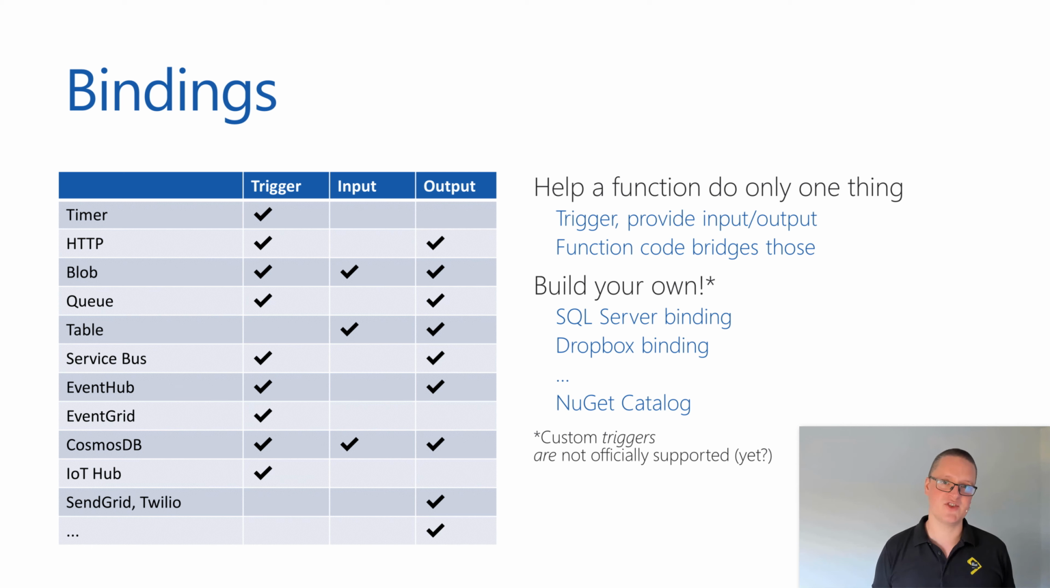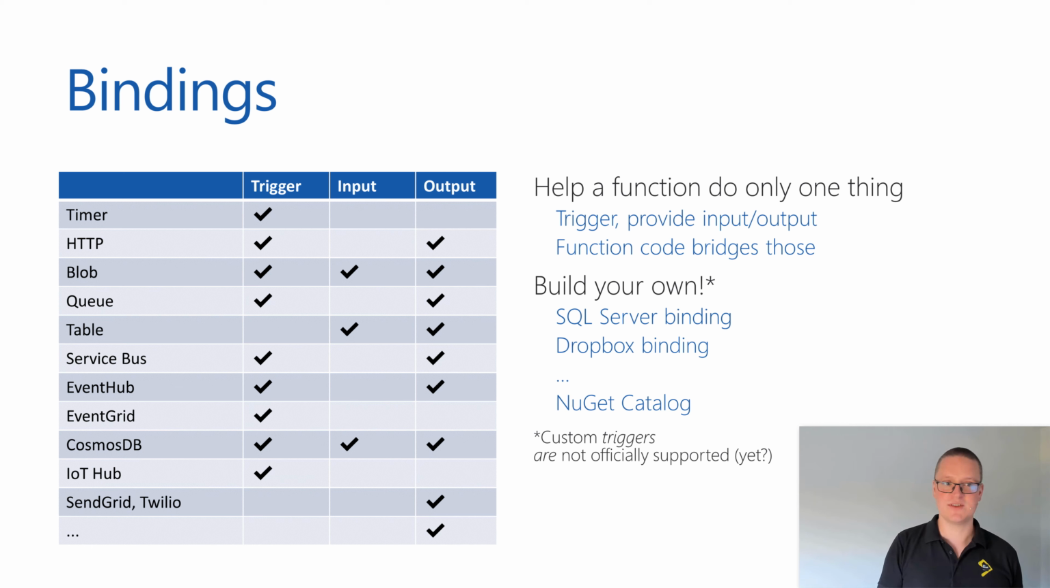There are essentially 3 types of bindings available in functions: trigger bindings, input bindings, and output bindings. Trigger bindings will be doing what the name implies. They trigger your function. They check for data, they check for incoming messages, they check for whatever, a timer, for example, for the current timestamp. And when they see it's time to run, they will invoke your function and pass data into that function that it can use to do something with.